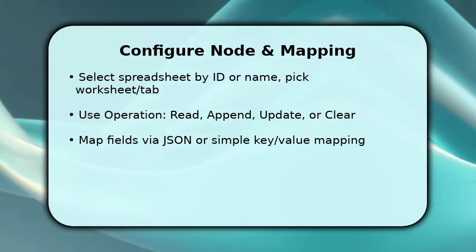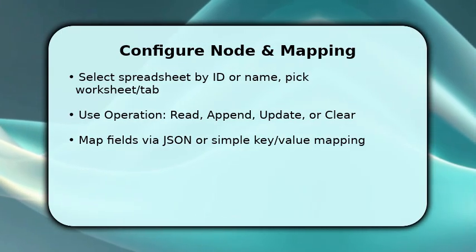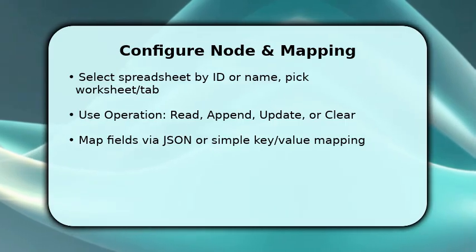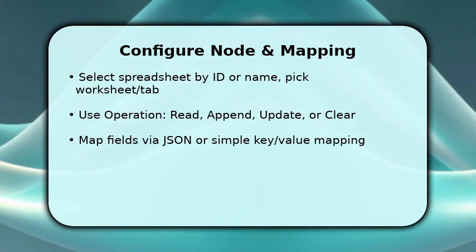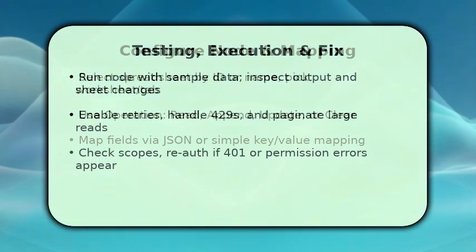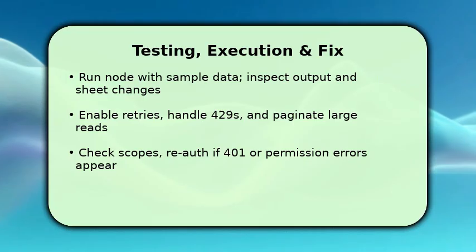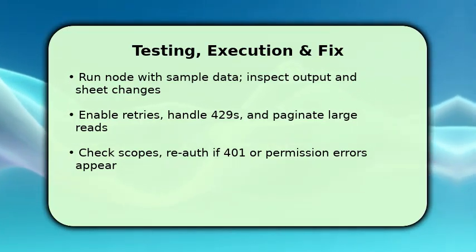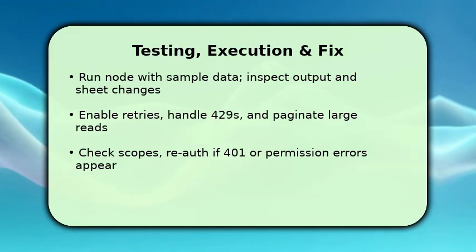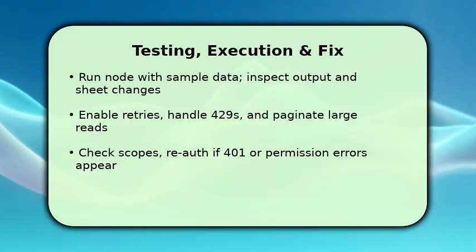If you plan repeated updates, enable batching and control size. This avoids rate limits and ensures predictable performance during runs. Finally, test by running the workflow with sample data and inspect both the node output and the sheet to confirm changes. Make sure to enable retries and paginate large reads to avoid rate limits. Once satisfied, activate the workflow and monitor executions.